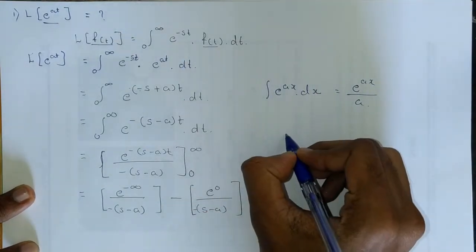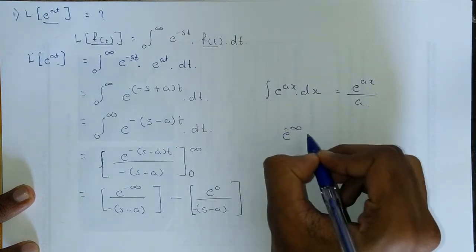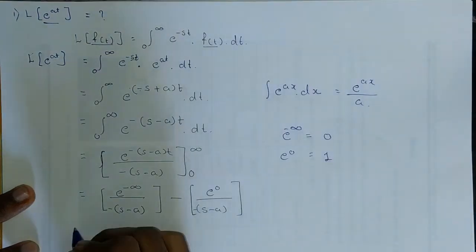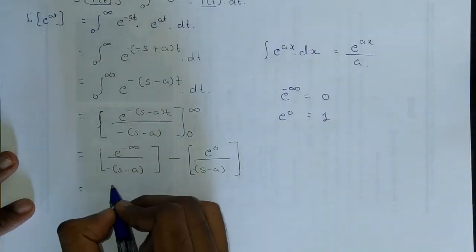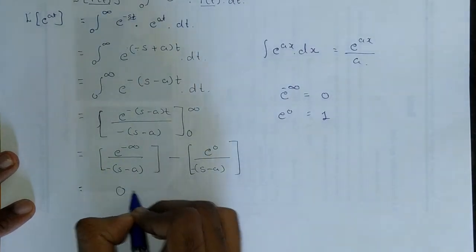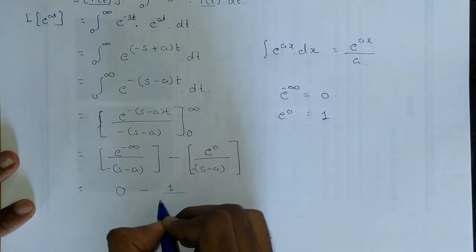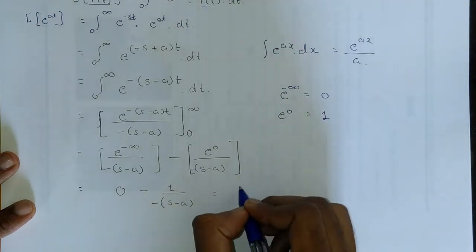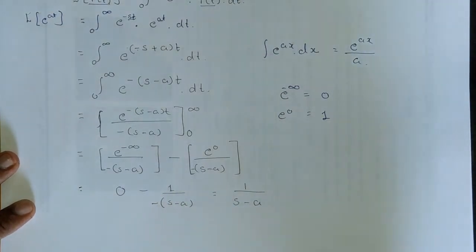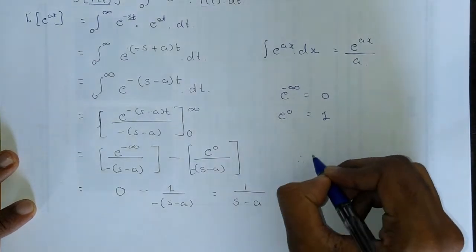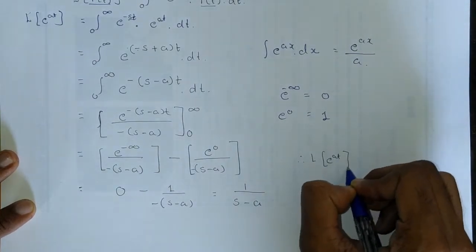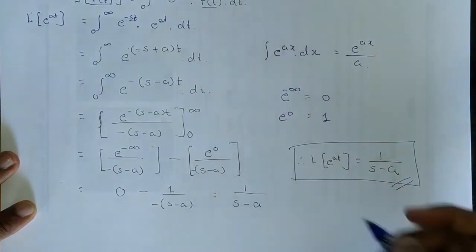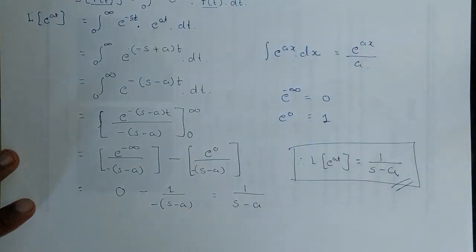So if you remember the two main formulas, e raised to minus infinity is 0, e raised to 0 is 1. So by the same we will apply here. So e raised to minus infinity is 0, so the whole term becomes 0, minus e raised to 0 is 1, becomes 1. So minus s minus a, minus minus becomes positive, so 1 upon s minus a. So what we derive is Laplace of e raised to at is equal to 1 upon s minus a. This is our first formula that we derive from the definition.